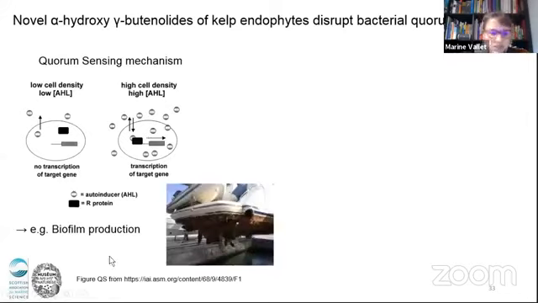Biofilm is something like this. Of course it's not just bacteria, but bacteria are usually the first microbes which initiate biofilm. And then it will recruit many other organisms, algae, grazers, and so on, that will come and attach themselves.